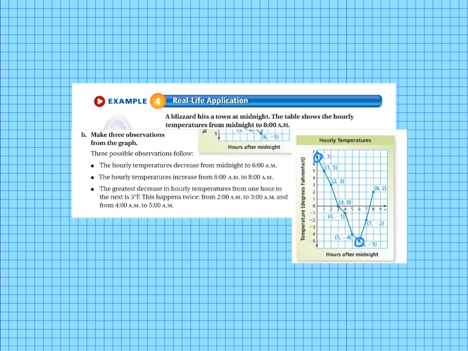And then the hourly temperatures increase from 6 a.m. to 8 a.m., which is correct. They go up like that. And then the greatest decrease in hourly temperatures from 1 hour to the next is 3 degrees Fahrenheit. This happens twice, from 2 a.m. to 3 a.m. and from 4 a.m. to 5 a.m. So if we look carefully, we can see that the graph is steepest here and here. So they're tied for who gets coldest the fastest there. So I bet if you look at this, you could find some other observations about those hourly temperatures.